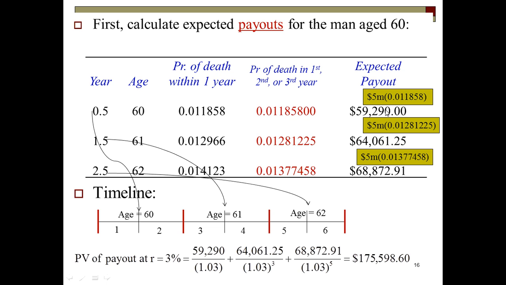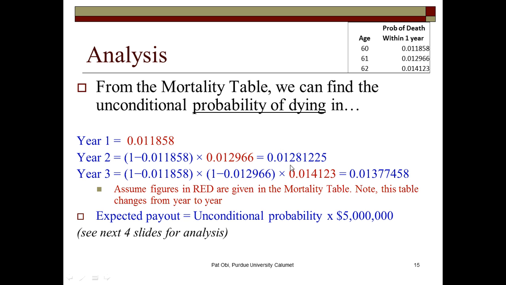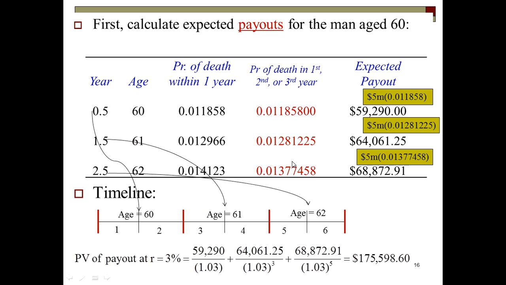Likewise, to determine the expected payout were the man to pass away in the second year, it'll be this probability here. Remember, this value, if I go back, is obtained from here. That's this value right there, multiplied by 5 million bucks, and you'll get this. And finally, to determine expected payout in the third year, it'll be this probability multiplied by 5 million, and that's the result. So with that, we find the present value of the payouts.